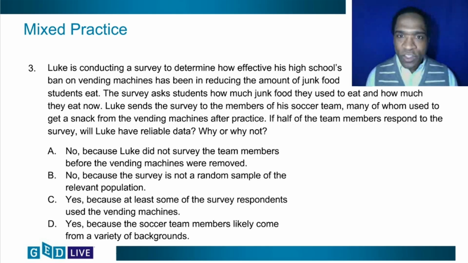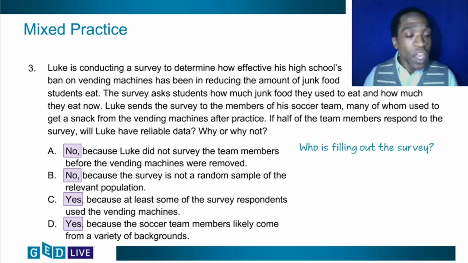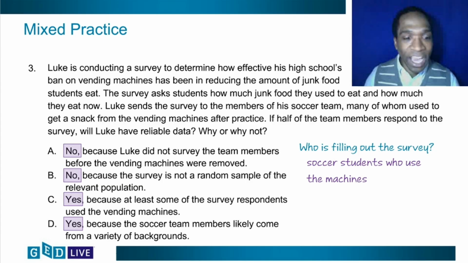Now, in our answer choices to this question, the why or why not, also will Luke have reliable data question, there are 2 broad responses, right? It's either yes or no. So we can start there. And by starting there, let's compare who Luke surveyed to who Luke wants to learn about, right? So who's filling out the survey here? Well, it's the soccer students who use the machines.